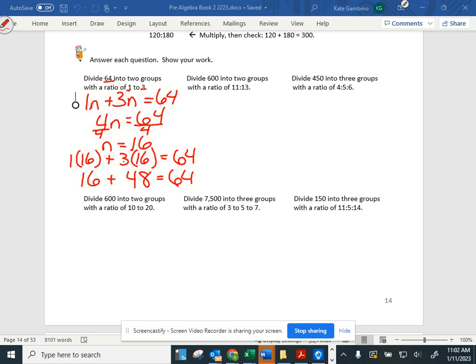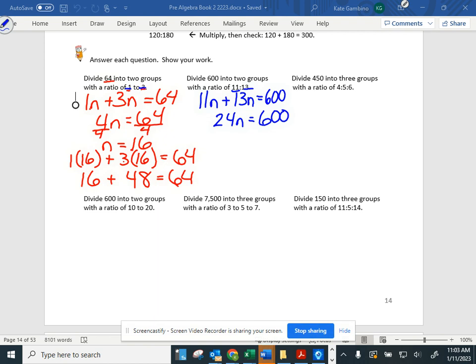Dividing 600 into two groups with a ratio of 11 to 13. So what is my equation that I'm going to write, Audrey? If I know this is my ratio, what did I do over here? 11n plus 13n equals 600. So now I'm going to combine. I'm going to add together my like terms. They're both n, so I can add them together. 11n plus 13n gives me 24n, and that equals 600.